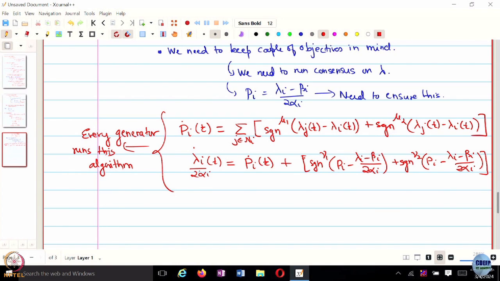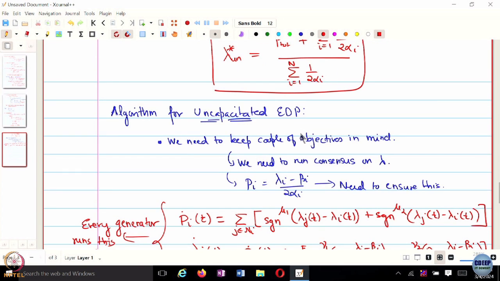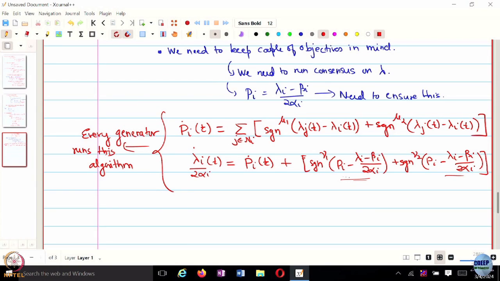Now for the lambda variables, what happens if this particular term is equal to 0? That means lambda I dot over 2 alpha I is the same as PI dot, and if I look at this expression, that is what we have, PI dot is the same as lambda I dot over 2 alpha I because beta I is constant. So if this is guaranteed, then that means this is going to be satisfied, right? And if there is consensus on lambda, that means PI dot becomes 0, okay? So therefore we have solved the problem, right?